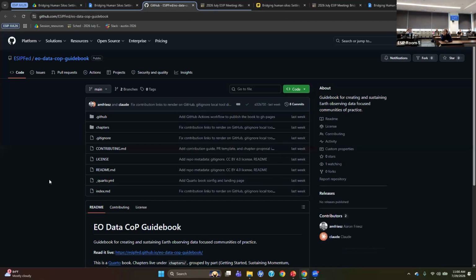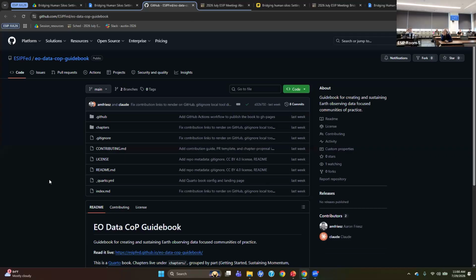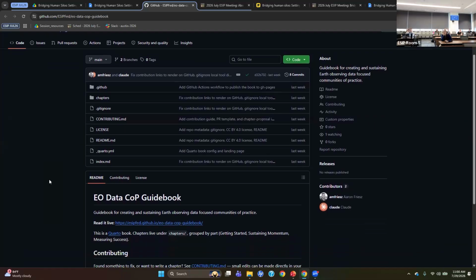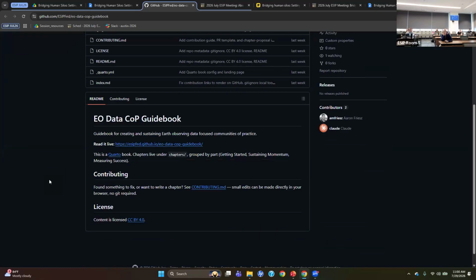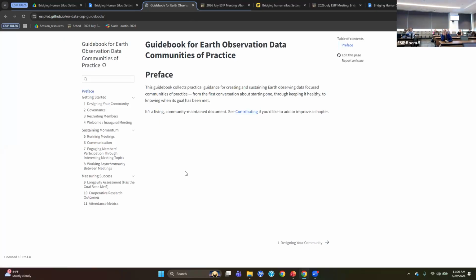So one way to continue to contribute: in the slides and the shared notes, you'll find a link to this GitHub repository. And here's what the book looks like right now. Right on the front page, you'll see a link with guidance on how to contribute. You can do it here. You can also continue to write in those shared notes. You could email us. You don't have to be locked into GitHub, but this is a way.